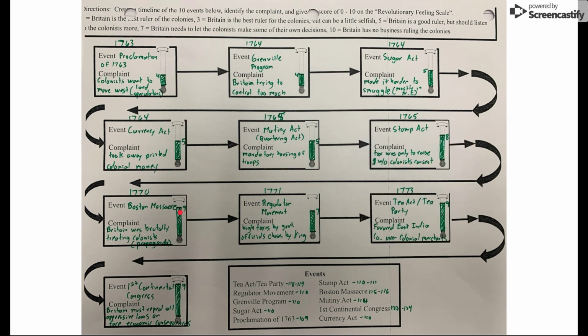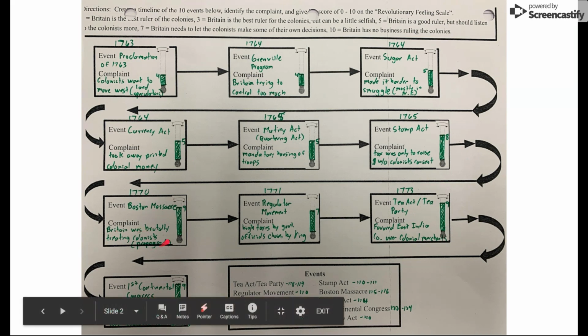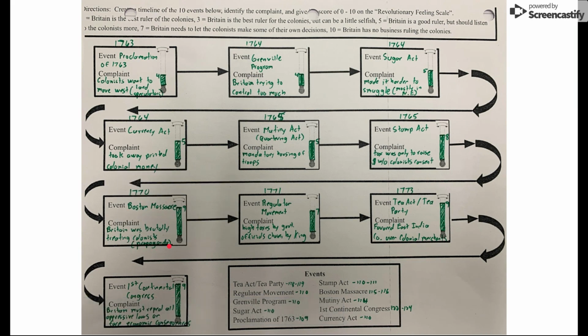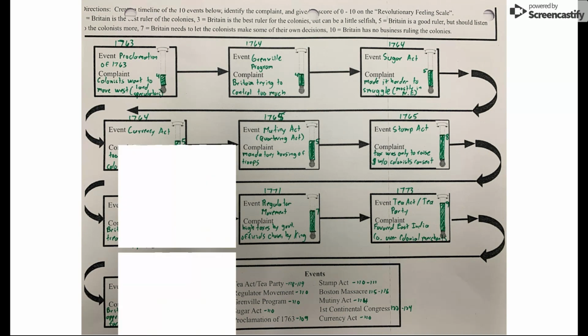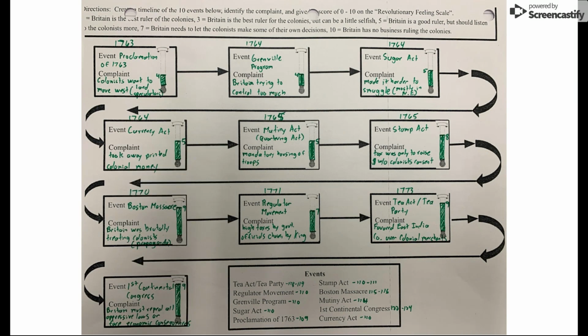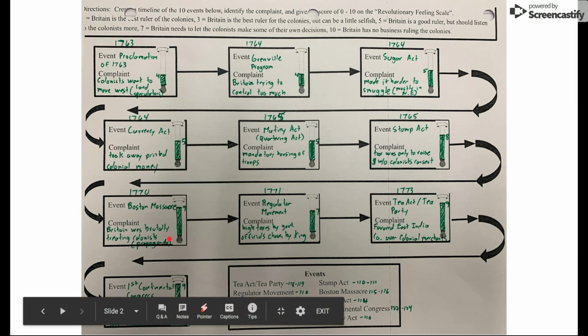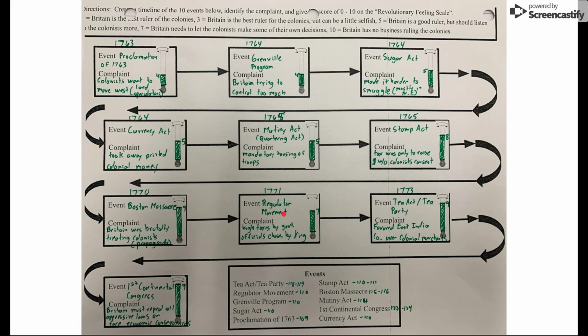Okay, after that, with the Boston Massacre, we have our first violence, and the sense that Britain was brutally treating the colonists. As we'll see later, there's propaganda that comes up showing the Boston Massacre and the British as really cruel and brutal to the colonists. It plays a big role in getting people really angry at the British. So it's up to a 9. We're up pretty high at this point.